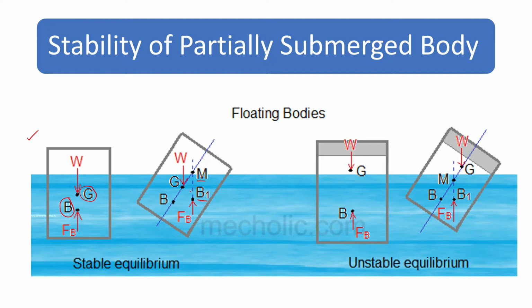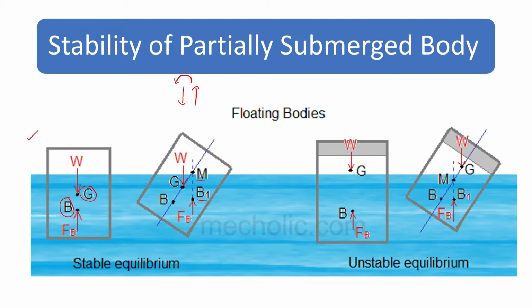Now, the weight of the body is acting through the center of gravity, and the buoyant force is acting through the center of buoyancy. These two forces are a distance apart. This causes a moment. This will cause a moment in the anti-clockwise direction. Because of this moment, this body will come back to its initial position, and that is called stability.